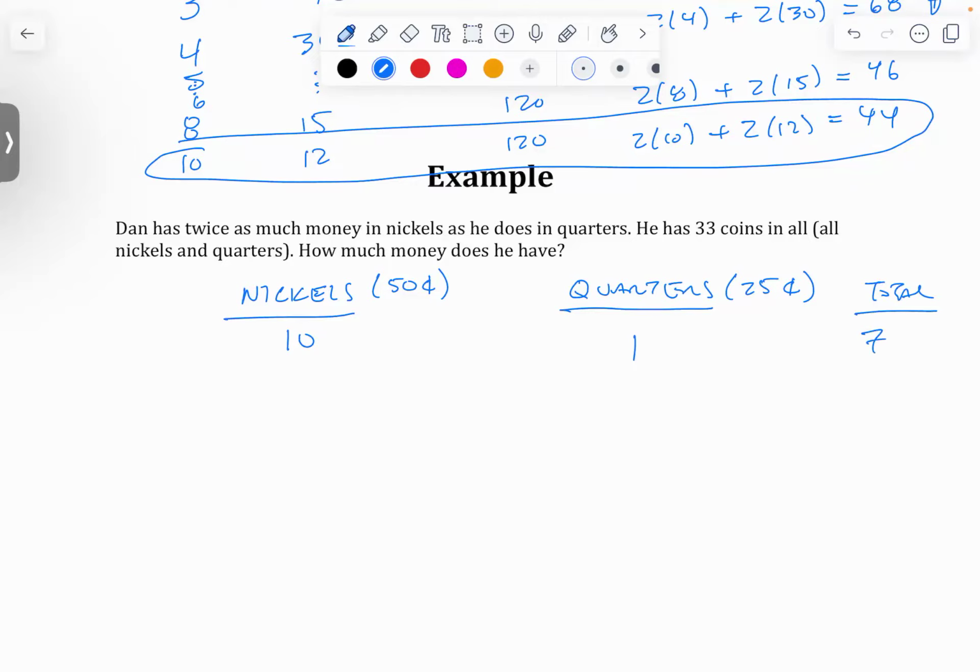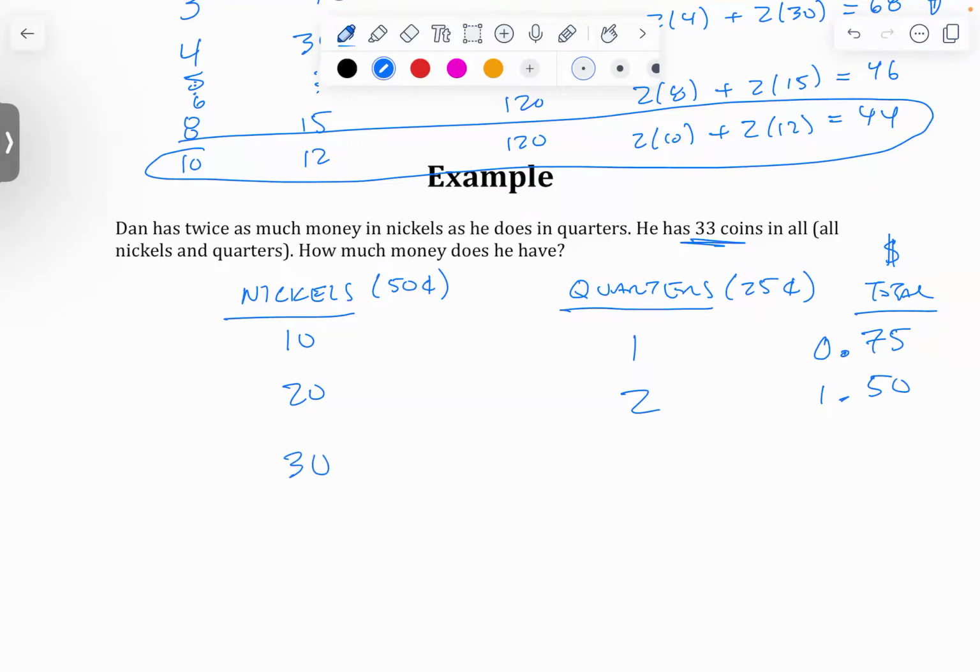That is 75. Actually, let's do this one in dollars. So, that's $0.75. And then we're looking for 33. Notice I can already see a pattern. 2, and that would be 20. And that makes this $1.50.